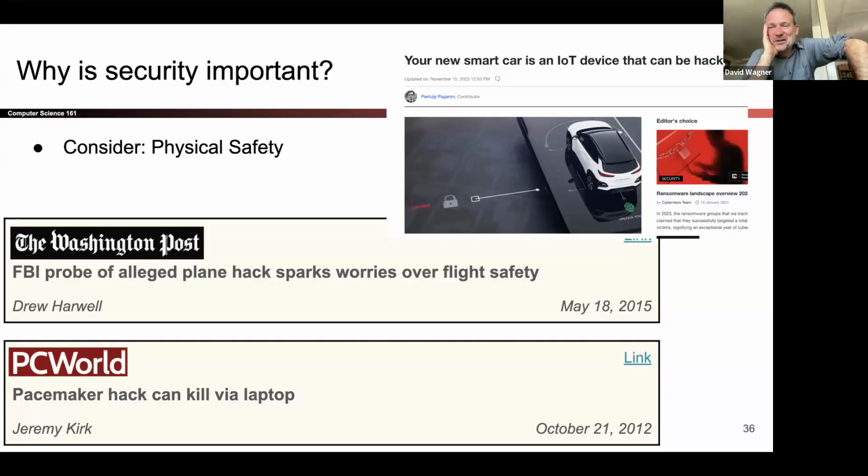Pacemakers are controlled by computers. There has been various research on how someone might be able to hack into your pacemaker. I think they're pretty safe, but as more and more of the stuff around us is controlled by devices that are controlled by computers, we'd like those computers to be secure against attack.